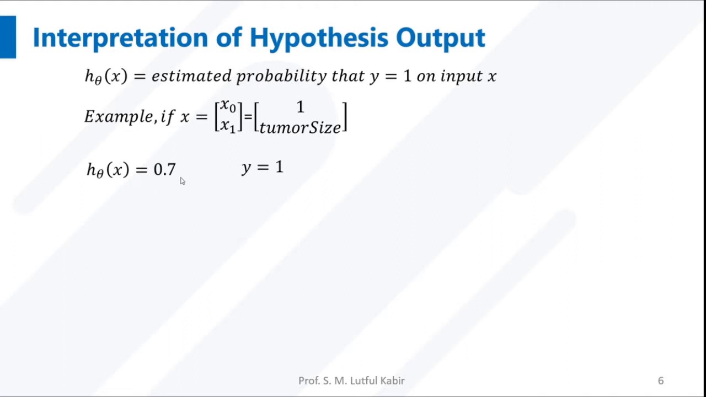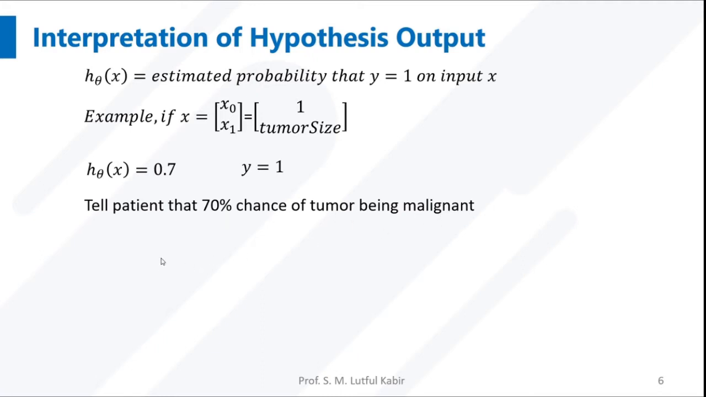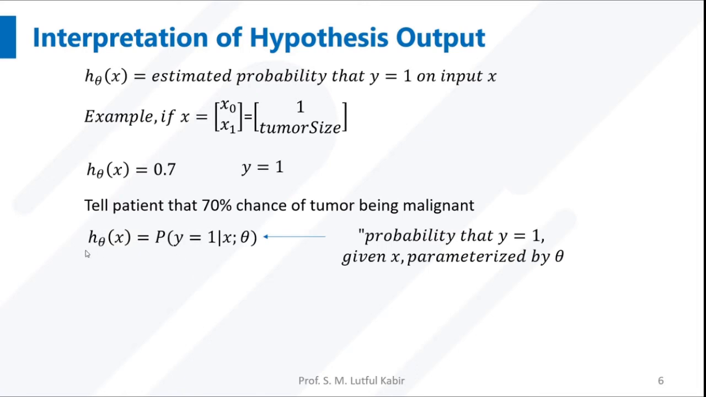That means the probability of the patient having a malignant tumor is 70% when x is a certain size, that means the tumor size of a certain value. So for a different patient it could be 0.6, and for another patient it could be 0.8. Every time it indicates the probability of this patient having a malignant tumor. So we tell the patient that there is a 70% chance of the tumor being malignant. So looking at the output value, we can say that the chance of the tumor being malignant for this particular patient is 70%.